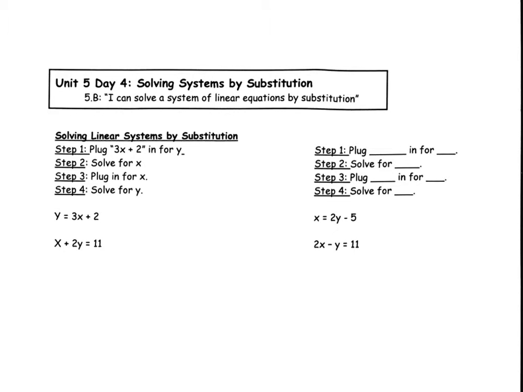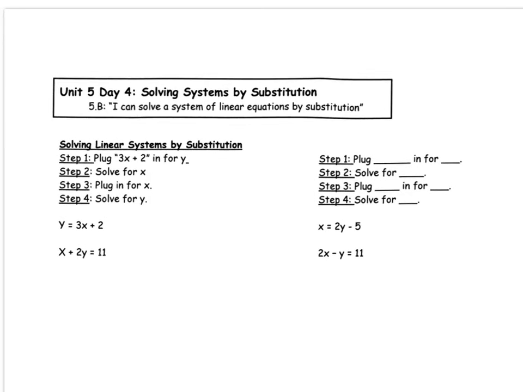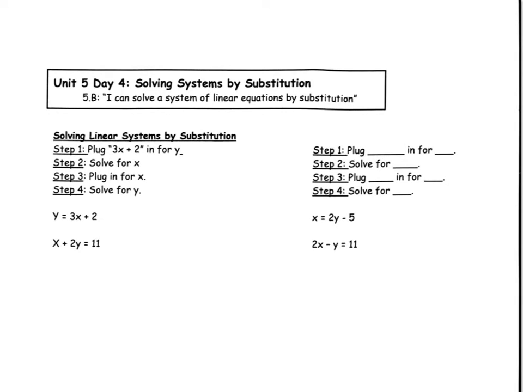When you're solving systems by substitution, remember you're looking for two equations, and the ones we're going to do, one of the equations has to be solved for a particular variable. So in step one, look for the equation that is already solved for x or y. So in this problem, we're going to look at this equation right here because it's solved for y.